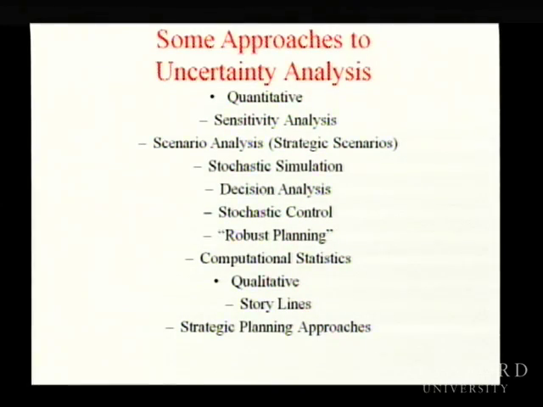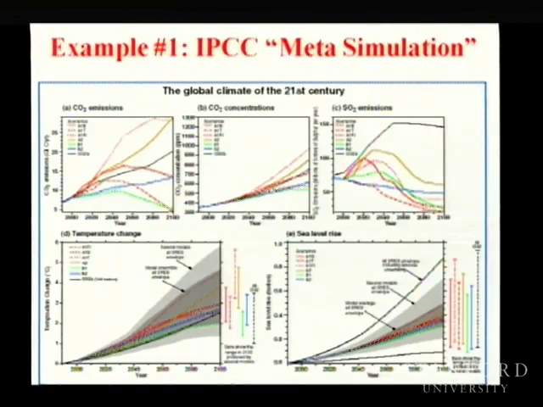So for uncertainty, there's sensitivity analysis, qualitative measures, decision analysis, stochastic control, robust planning, computational statistics. People have thought about using all of these. I like a combination of qualitative and quantitative measures. I think there's no dominant winner at this point. I'm trying to push people who could do it to pursue a lot of these, more in reaction to this inter-academy review.